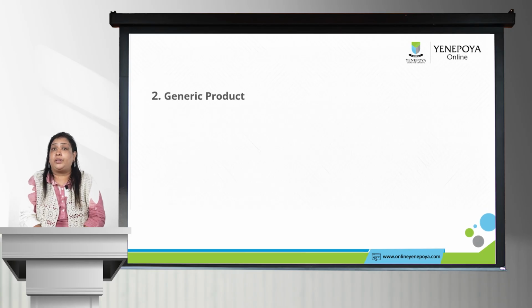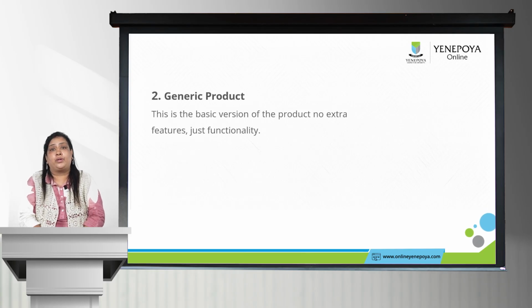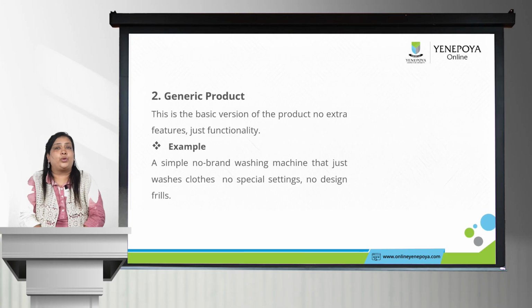And the second is generic product. This is the basic version of the product. No extra features, just functionality. Example, a simple no brand washing machine that just washes clothes, no special settings and no design frills. It's what the product must do to function.